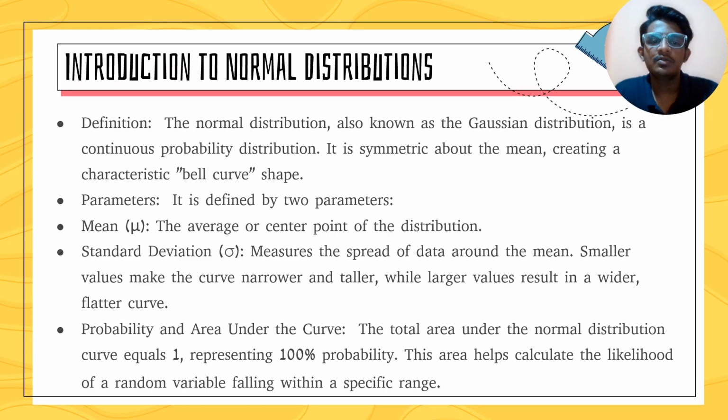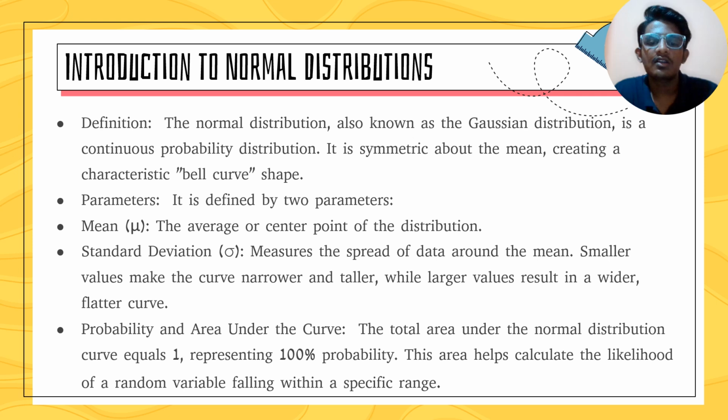Introduction to normal distributions. Definition: the normal distribution, also known as the Gaussian distribution, is a continuous probability distribution. It is symmetric about the mean, creating the characteristic bell curve shape. Parameters: it is defined by two parameters: the mean, the average or center point of the distribution, and the standard deviation, which measures the spread of data around the mean. Smaller values make the curve narrower and taller, while larger values result in a wider, flatter curve.